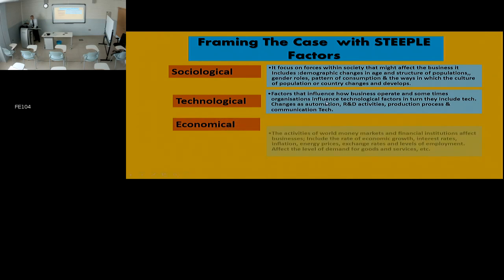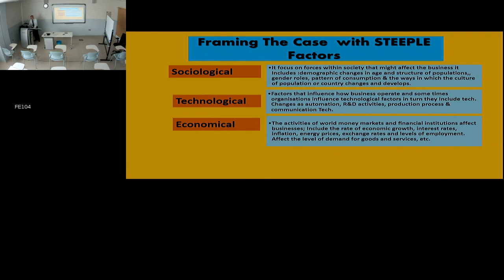Now we move to the third element, which is economical. The activities of the world, money, markets, financial institutions affect businesses. They include what? Rates of economic growth, rate of interest, rate of inflation, energy prices, exchange rates. In other words, it focuses on the money, anything related to money, salaries, allowances, goods, everything.